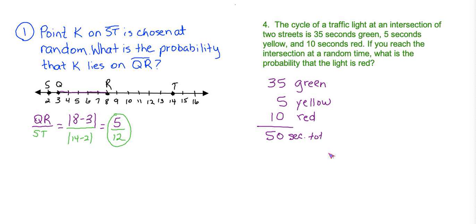Now, what they're asking for is what's the probability that at any random time the light is red. Well, since it was red for 10 seconds, the favorable outcomes would be those 10 seconds, and then the total outcomes, that's the 50 seconds total. So we can see easily that this simplifies to 1/5. The probability that at any time when you arrive at that intersection, the light will be red is 1 in 5.